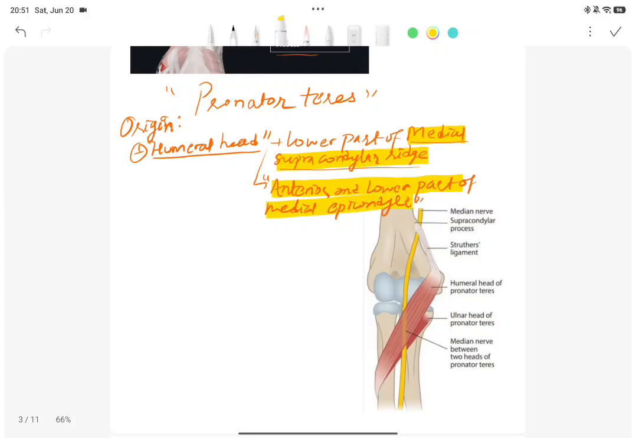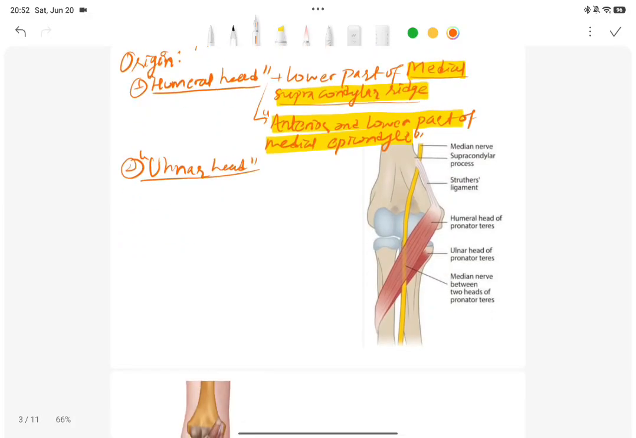So this is the humeral head, and there is also another head of the pronator teres known as the ulnar head. The ulnar head has its origin from the ulna, from the medial border of the coronoid process of the ulna. Remember, the medial border of the coronoid process is also an origin.